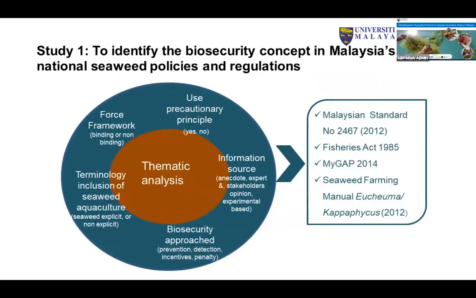The first study aims to identify the biosecurity concept that applies in the national policy and regulation. There are 4 policies and regulations that are often used in managing seaweed aquaculture in Malaysia, which are Malaysian Standard number 2467 produced in 2012, the Fisheries Act 1985, Malaysian Good Agriculture Practice or MyGAP, and the Seaweed Farming Manual. We analyzed these policies and regulations using thematic analysis.